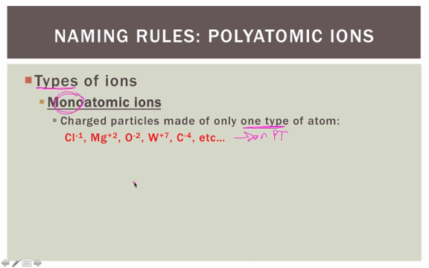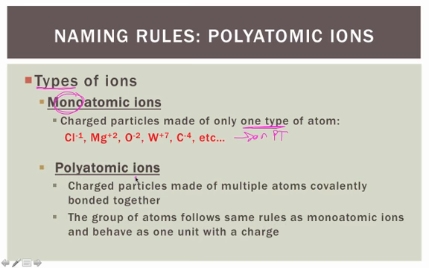Now, the presence of monoatomic ions also necessitates that there must be a counterpart to this, and that counterpart is polyatomic ions. Whereas mono means one, polyatomic means many, or in this case, multiple. These are charged particles made up of multiple atoms that are covalently bonded together. These atoms form a group, and that group follows the same rules as monoatomic ions. They have a charge, we have to get net charges to add up to 0, and it's important to note that they behave as one cohesive unit.